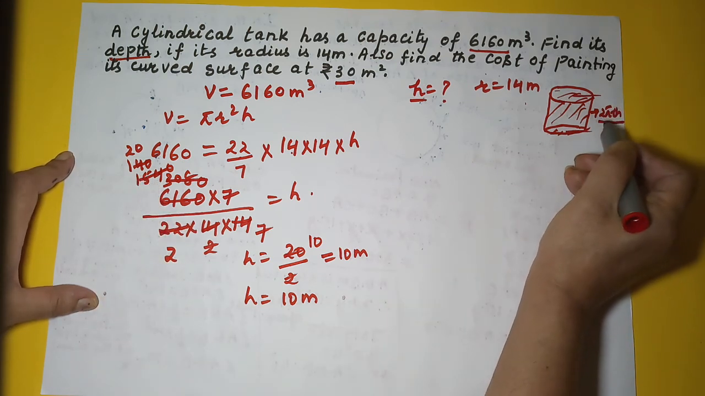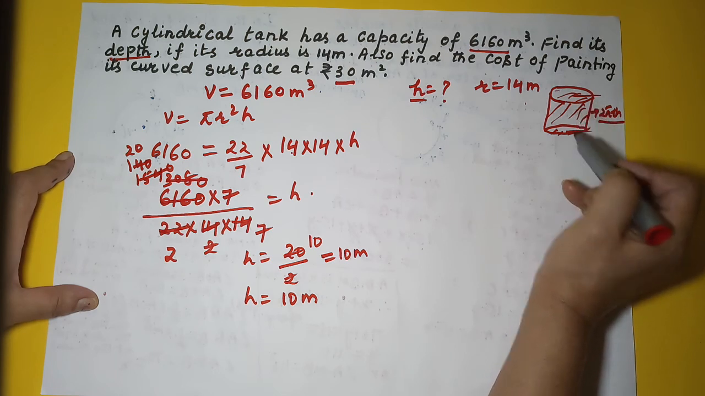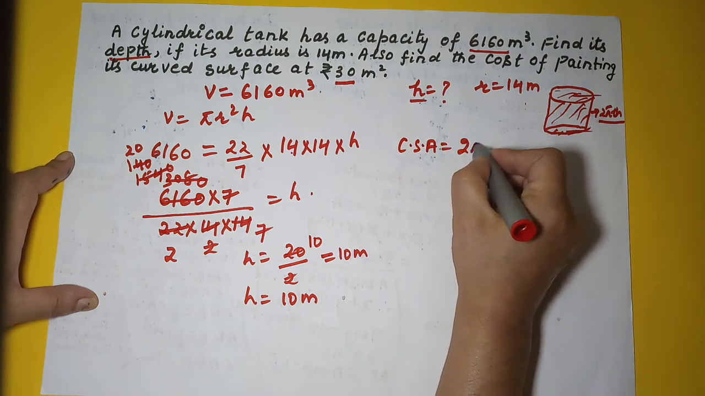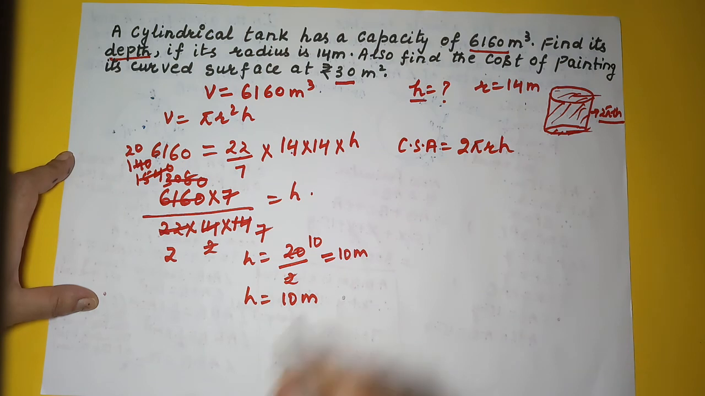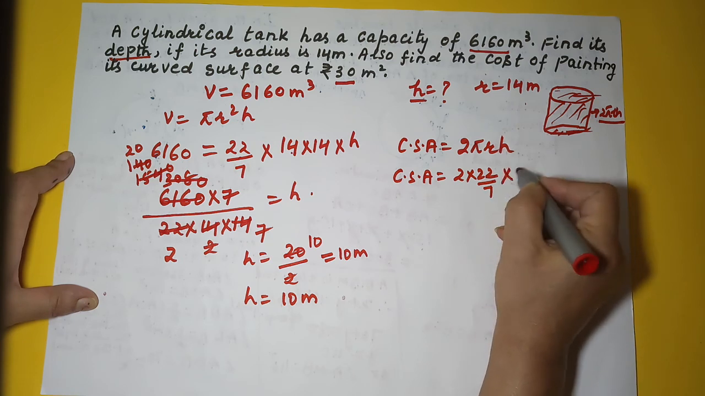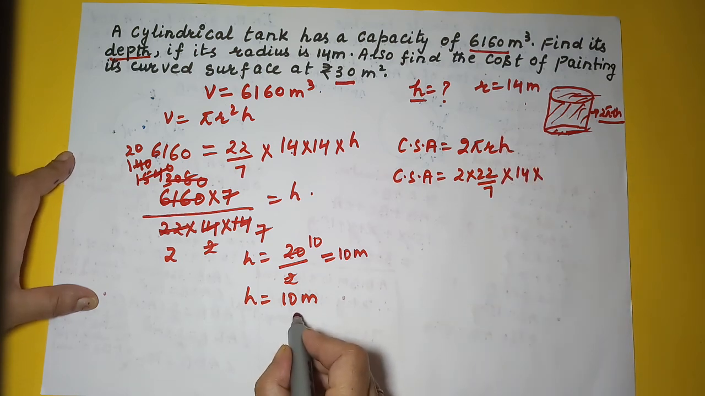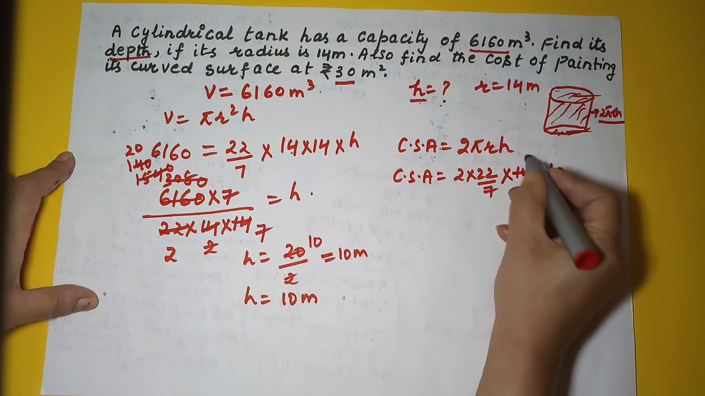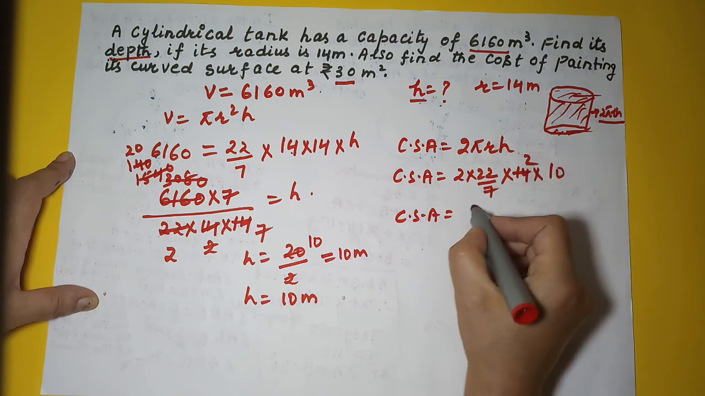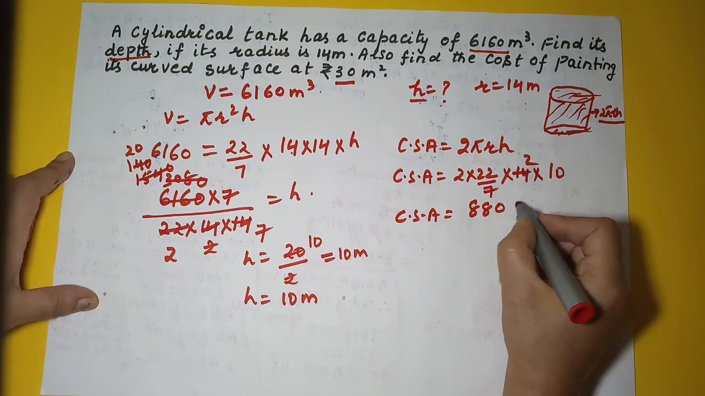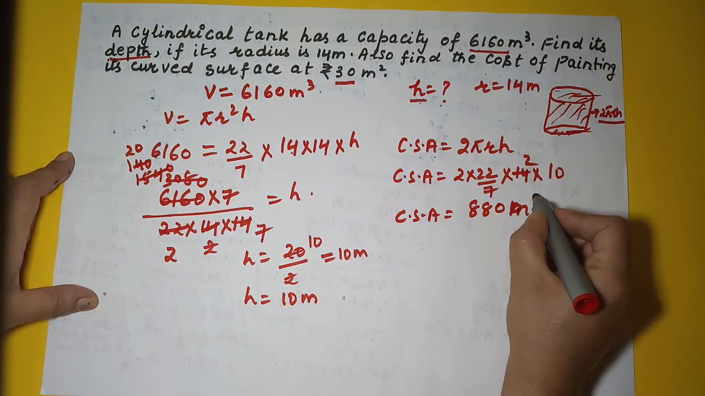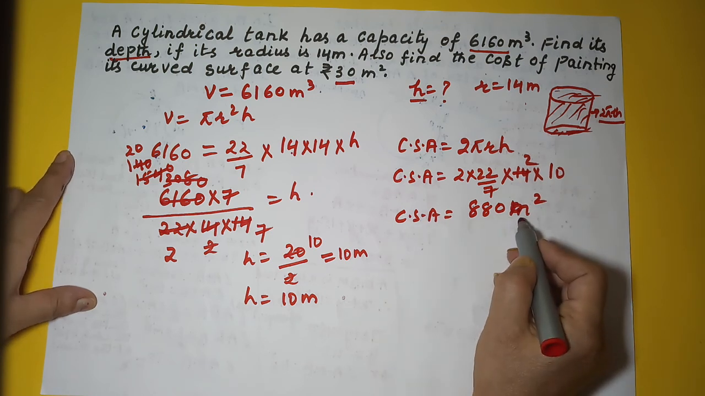Now he wants me to find the total cost of painting its curved surface area. So I need to find the curved surface area first, and I know that curved surface area of cylinder is 2 pi RH. So curved surface area is 2 into 22 by 7, R is 14, and H I have found 10. So this goes, 7 2s are 14. So curved surface area is 44 into 2 is 88, and this 10 is 880 meter square. Look at the units also, meter square, because this is area, so unit of area is meter square.